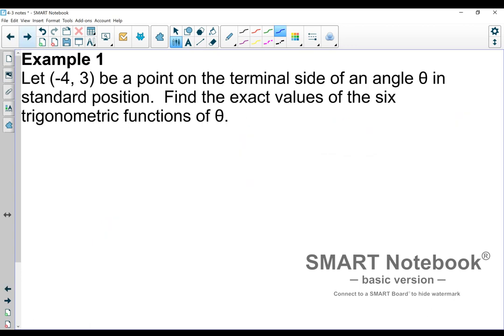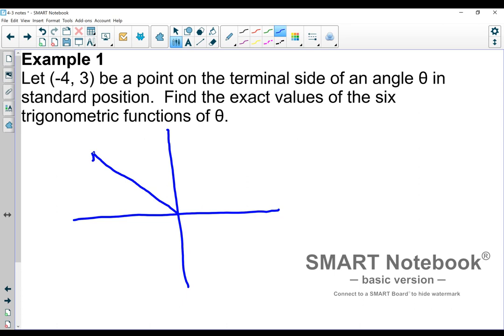So here's our first example. We're going to let negative 4, 3 be a point on the terminal side of an angle theta in standard position. Find the exact values, so exact means no calculator, of the 6 trigonometric functions of theta. So I'm always going to start by drawing a coordinate plane. So here's my coordinate plane. It's kind of a crooked coordinate plane, but that's okay. Negative 4, 3, so if I'm starting at my origin, negative 4, up 3 would be somewhere in here. So then this is the terminal ray. So this is my theta right here.